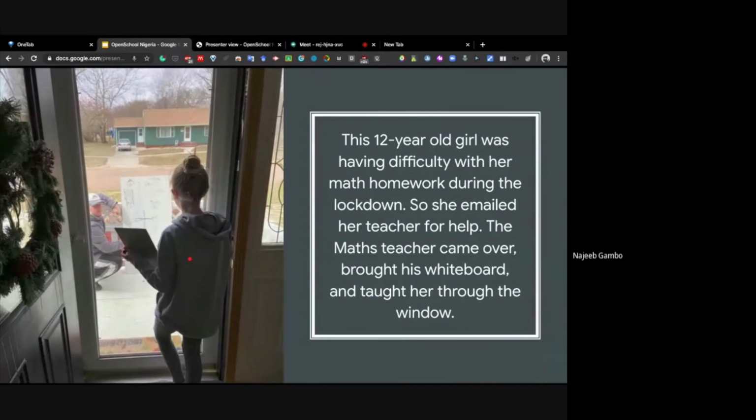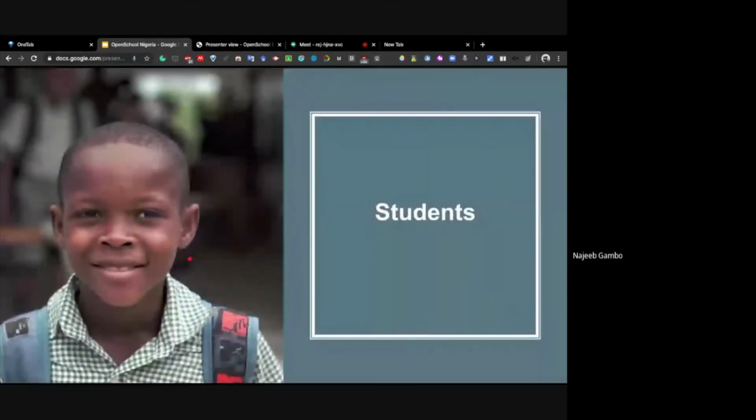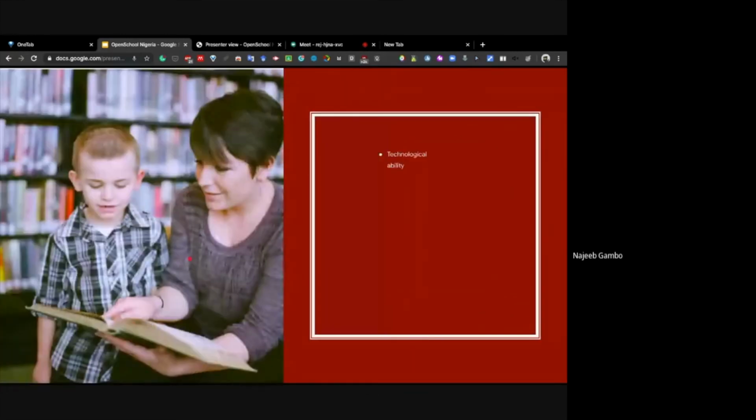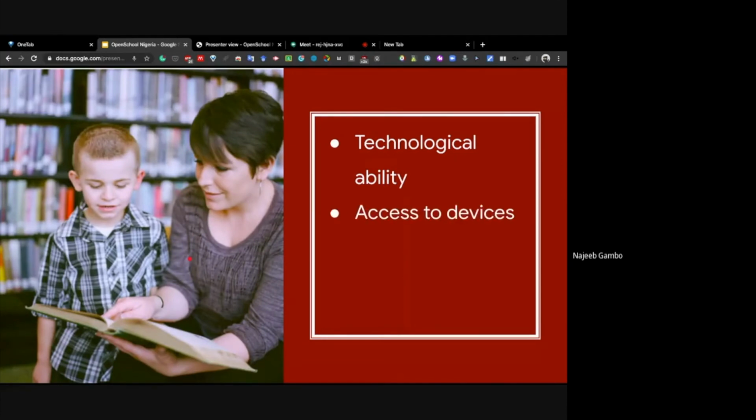So that is why this is. So we should understand that. And from students, you will understand that some of them will have to struggle with technological ability on how to do something, and access to devices is also a problem. Not everybody has access to a device, internet access, as well as attention span. You know, attention deficit hyperactivity disorder is a real thing in our community.